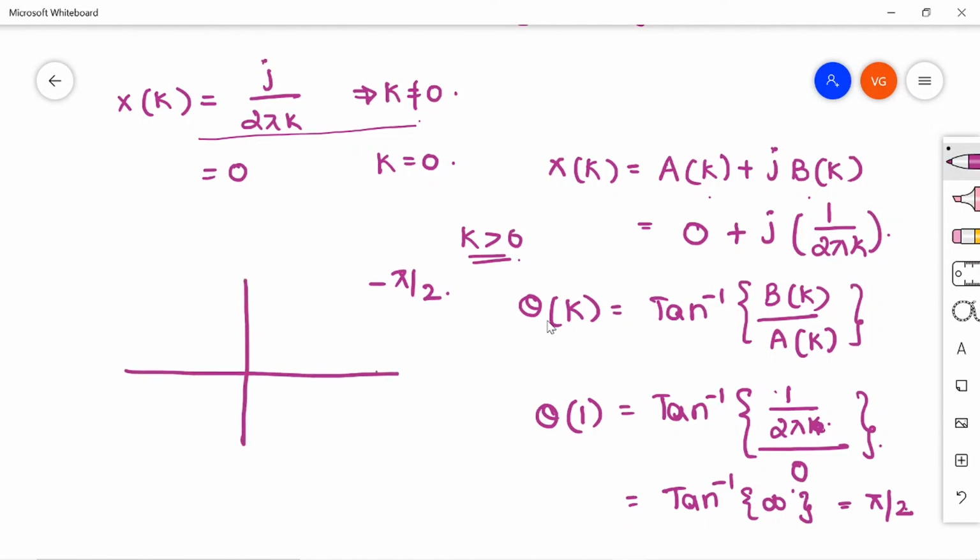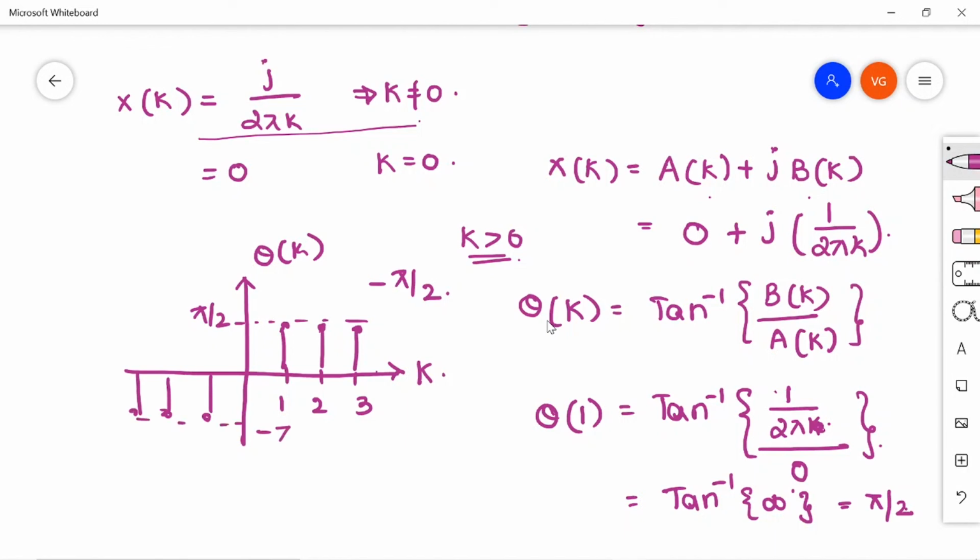So for the phase spectrum, if you draw this theta of k, and here you have k, for positive values 1, 2, 3, the value is pi by 2. And for negative values, it is minus pi by 2, since tan of minus theta is minus tan theta. So you have to write it like this. Then when k is equal to 0, theta is equal to 0 degrees. So this is the phase spectrum for the given problem.